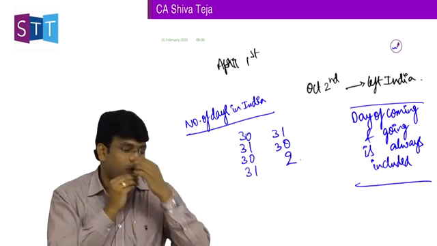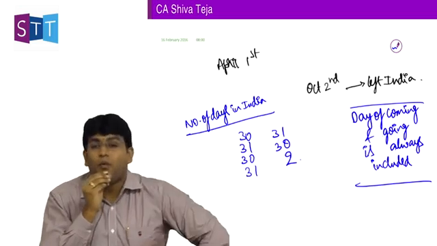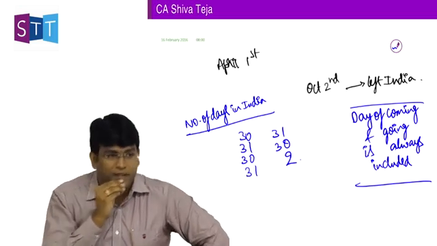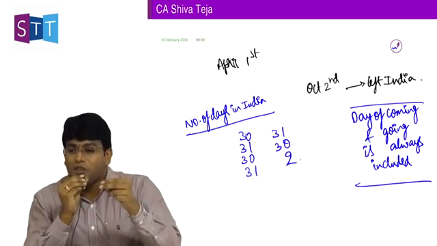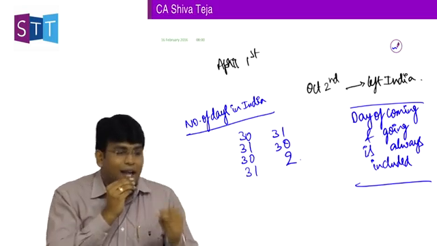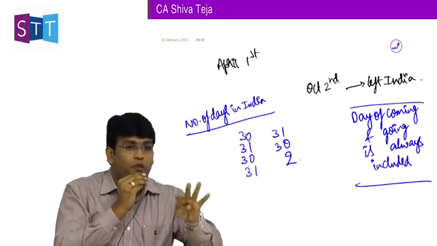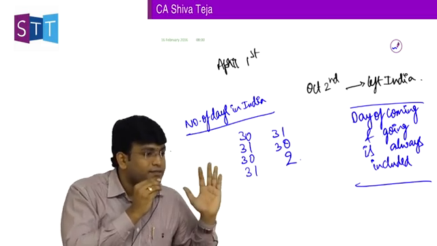Everybody, sir? Chalo. I repeat again. He must be in India for how many days? 182 days or more during the previous year. Or he must be in India for a period of 60 days or more during the previous year and 365 days or more during 4 years preceding the previous year.